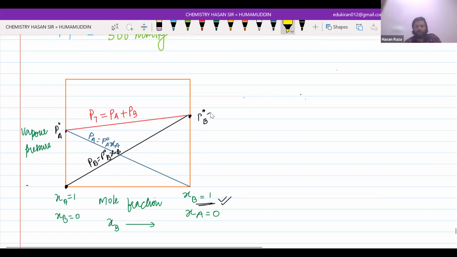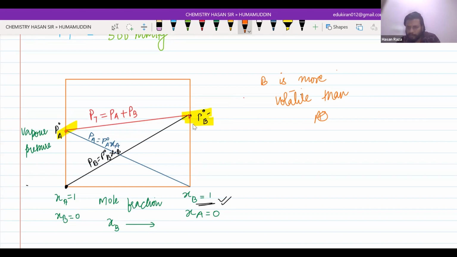So what you need to focus on, you can see P naught B is slightly higher than P naught A. And this y-axis represents your vapor pressure. So according to this graph, B is more volatile than A. A has a lower vapor pressure in pure form than B. You can see B has the higher vapor pressure. That means according to this graph, B is more volatile than A. So this is how we represent Raoult's law on a single graph. Please do write.